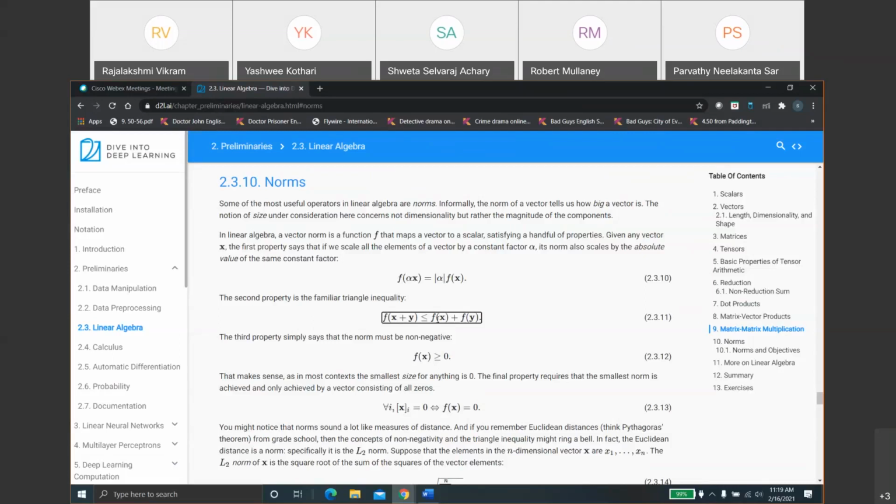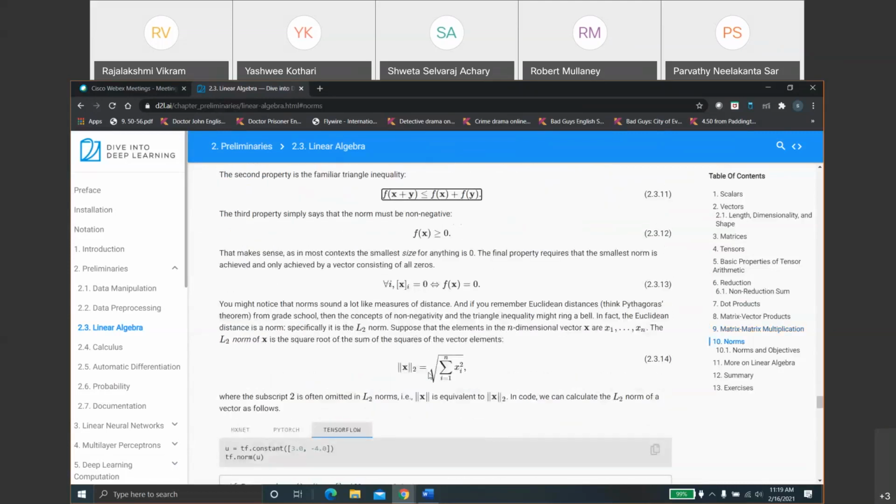And the third property is pretty simple, that the norm should always be greater than or equal to 0. You cannot think of distance as a negative value, right? So in order for the norm to be 0, every element in the vector should be 0. Only then you will get the norm of a vector as 0.